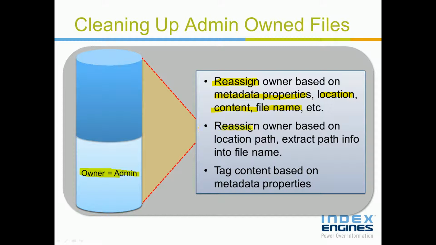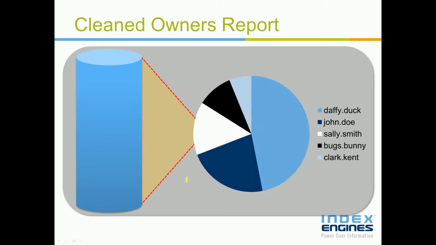You can also reassign the owner of it from admin to the department based on the location path, or where you extract a section of the path name into the file name. So you can do that and clean up that as well, or you can just tag the content based on metadata properties. So there's a number of different ways. These are the three common ones that you can easily clean up admin-owned data and assign it to the right owner, so that when you analyze it, you can see that content is assigned to the true owners or the true departments that would own that content.